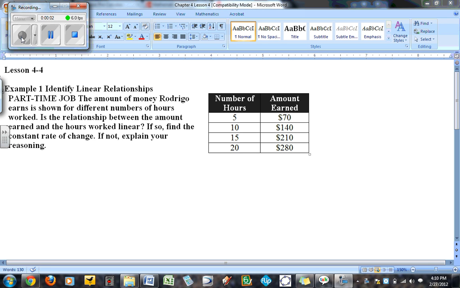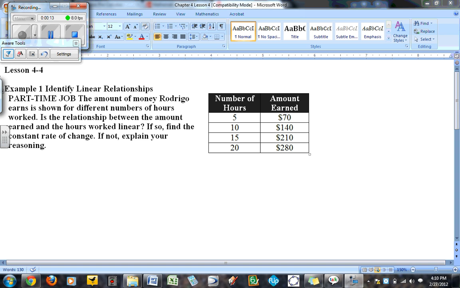Lesson 4.4 is about finding the constant rate of change when you're given a table of values. Finding the constant rate of change is very similar to what we did in the last lesson. First, we have to find how much this changes compared to how much this changes. To figure out how much we changed in this column, we subtract, just like we did last time. So we get 140 minus 70.